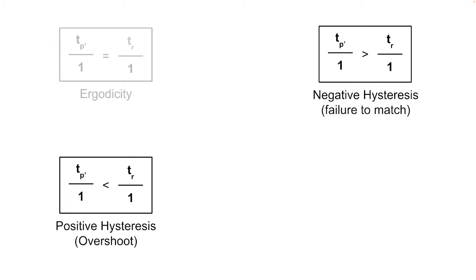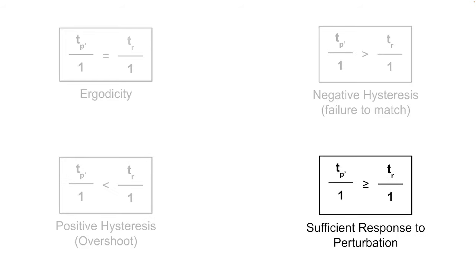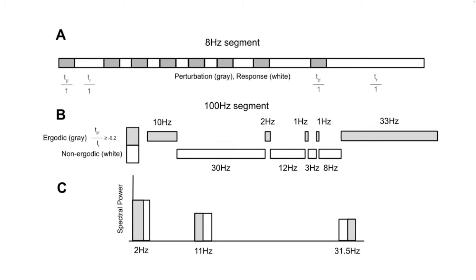So that negative hysteresis is that negative component. Positive hysteresis is a positive component. And then there's, of course, the sufficient response to perturbation, which is, of course, maintaining ergodicity or that ergodic homeomorphism.